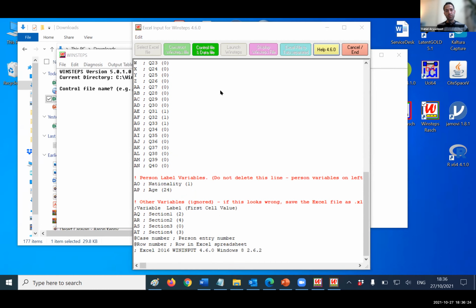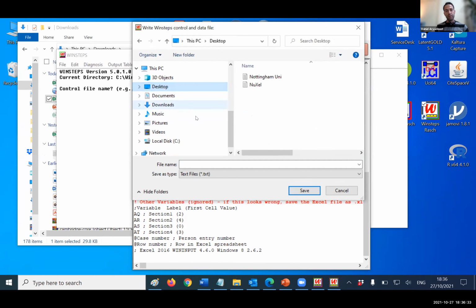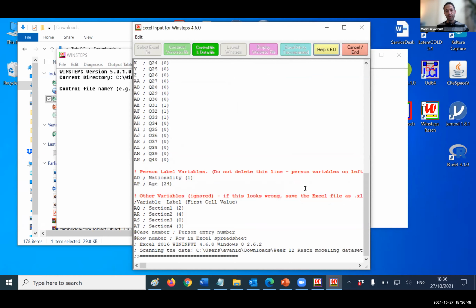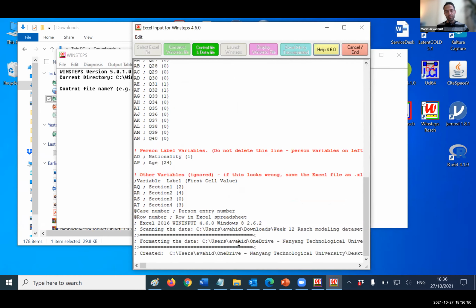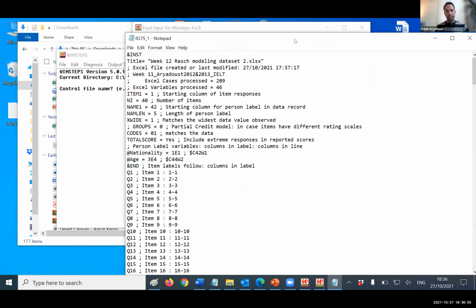Just click on construct, and this window pops up. I'm going to save it on my desktop. And I'm going to call this, for example, IELTS 1. And you can call it anything really. It's going to be a text file, so save. And you see it's saving, you see those lines? Good. And it opens.